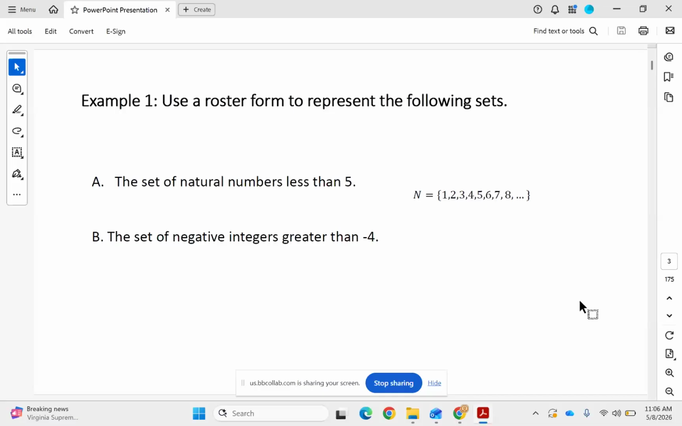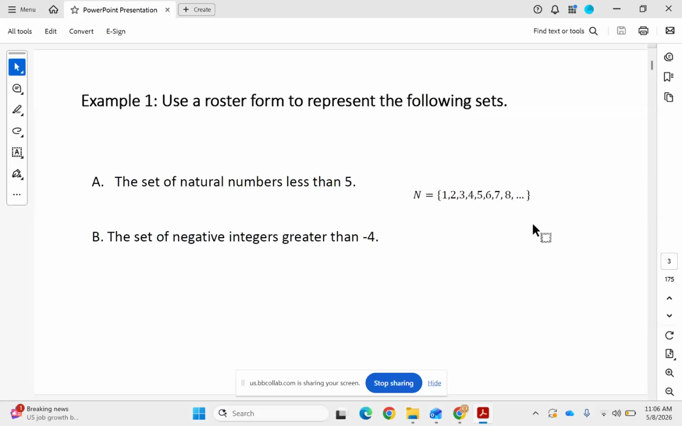This was one of the usual questions. Use the roster method to represent the following sets. For example, if you want to represent the set of natural numbers less than 5, the way we would do this is to write down 1, 2, 3, 4. These are all of the natural numbers.